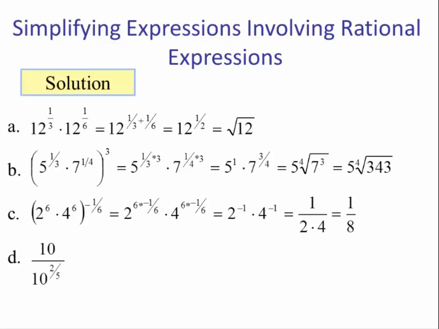For D, we have 10 divided by 10 raised to the 2/5 power. The bases are 10, so we're dividing. We subtract the exponents. So if you don't see an exponent, it's understood to be a 1, so we have 1 minus 2/5. Getting a common denominator of 5, we have 5/5 minus 2/5, and that gives us 10 to the 3/5. So if you recall, the index is the denominator, 5. The power is the numerator. So we have the 5th root of 10 to the 3rd power, or 1,000.